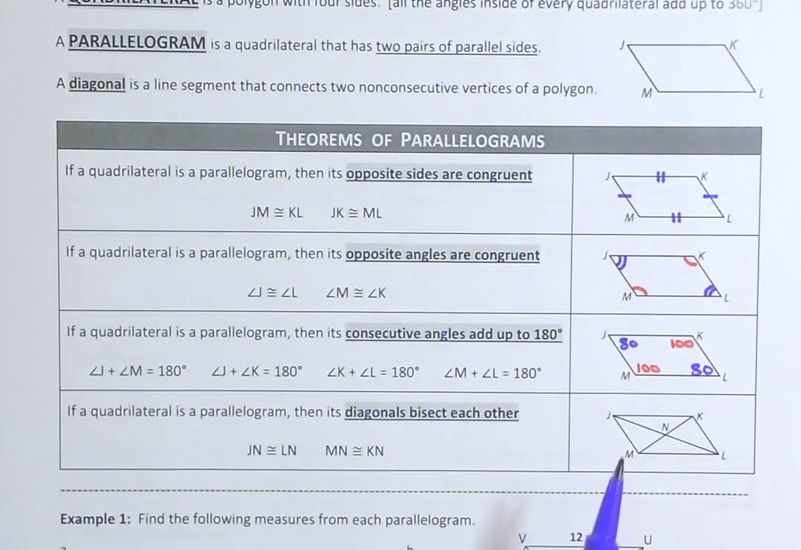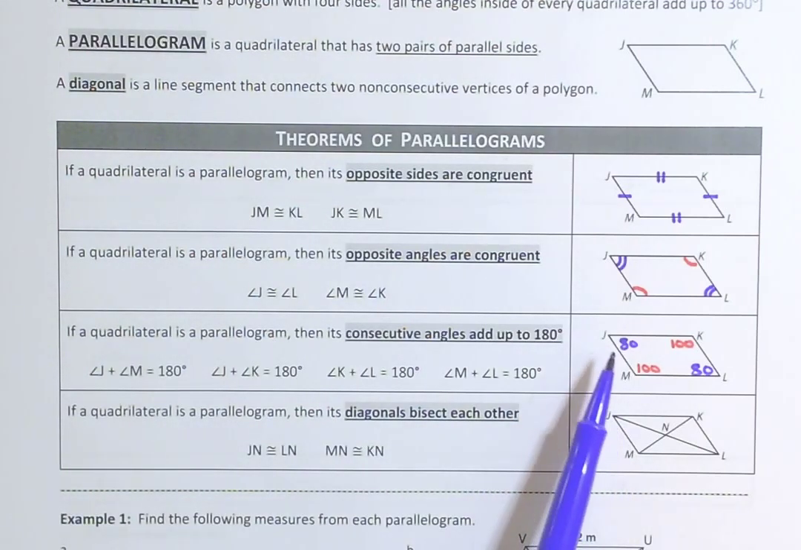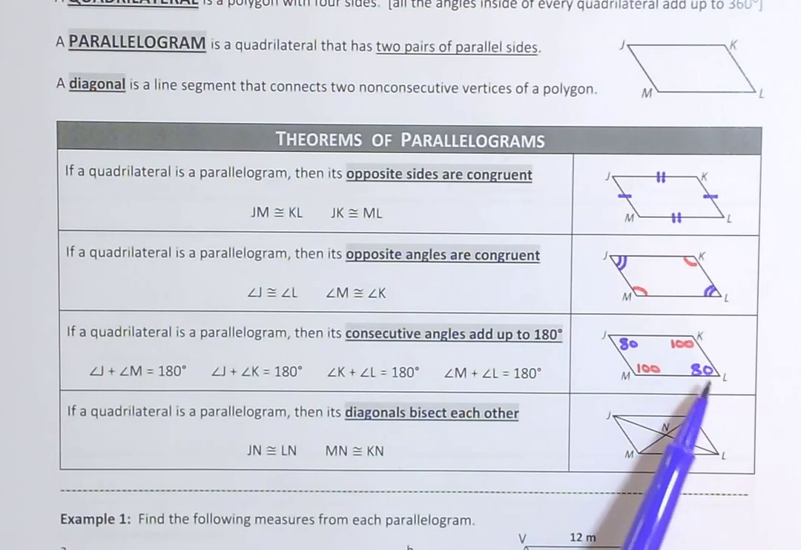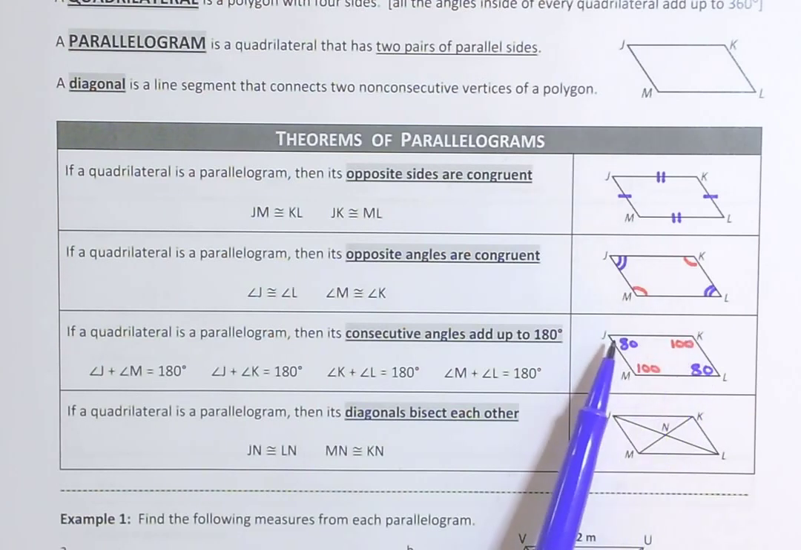Thus showing that consecutive angles, angles next to each other, are going to add up to be 180 degrees. So J and M added together is 180, M and L is 180, K and L is 180, J and K is 180. So opposite angles are equal, and consecutive angles are going to add up to be 180.